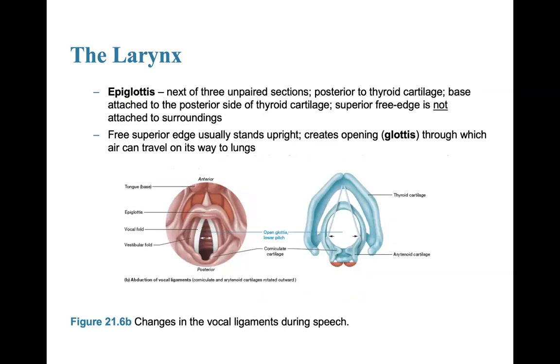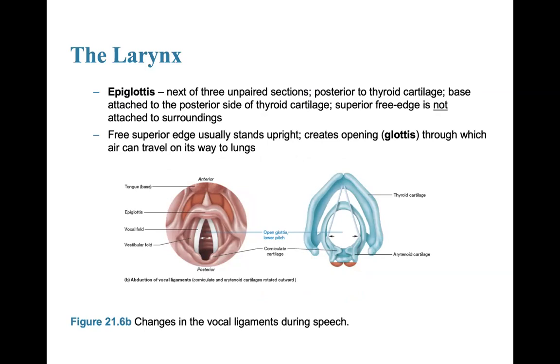So the epiglottis, this is the next of the three unpaired sections. This is posterior to the thyroid cartilage, and the base is attached to the posterior side of the thyroid cartilage. The superior free edge is not attached to the surroundings. The free superior edge usually stands upright, creating an opening, which is referred to as the glottis, through which air can just passively pass on its way into the lungs.